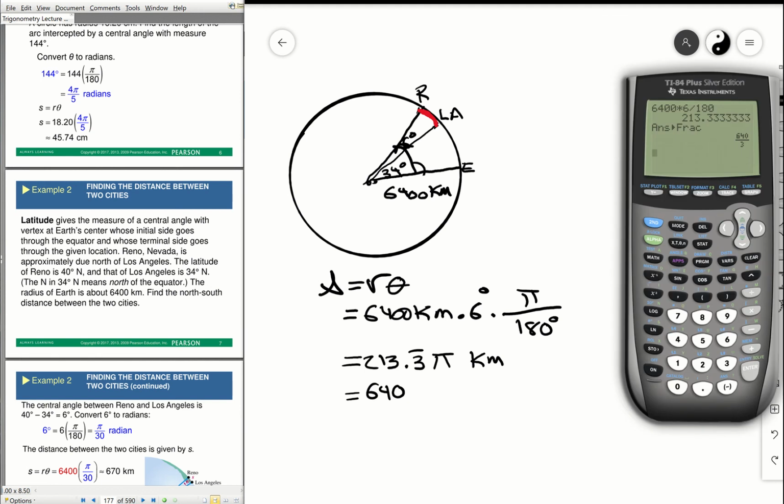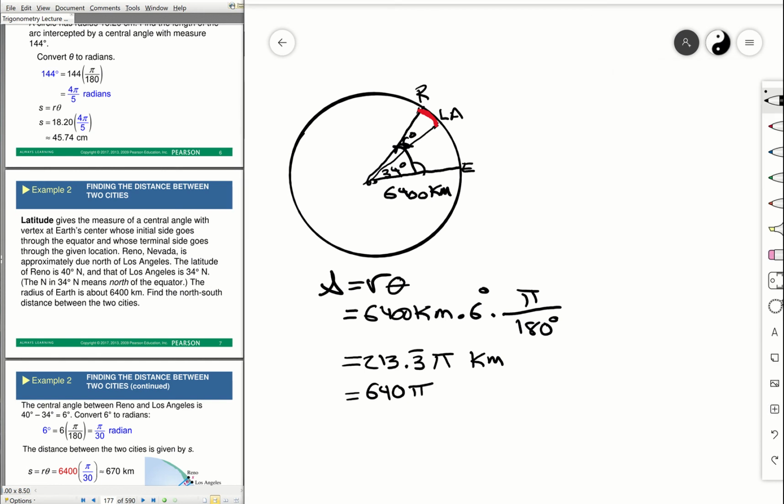640 over 3. So 640 pi over 3 kilometers is the north-south distance between Los Angeles and Reno. But of course, once again, unless you want to sound kind of nerdy, you don't want to tell someone the distance between two cities is 640 pi over 3 kilometers, right?